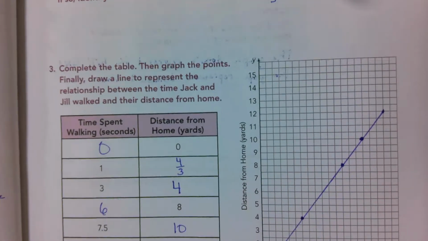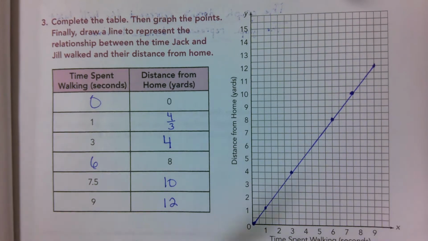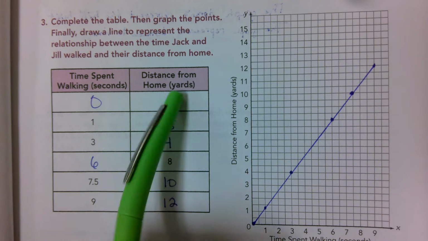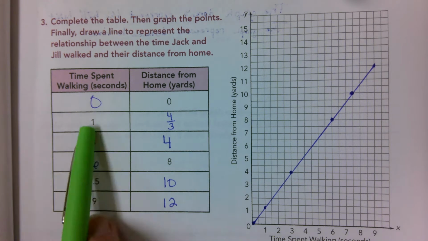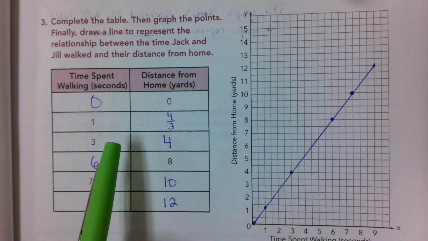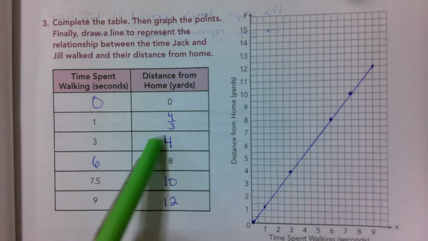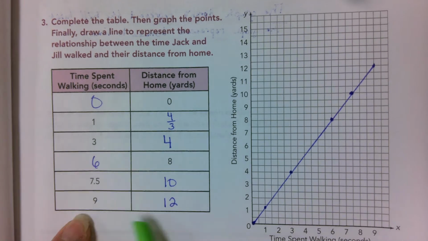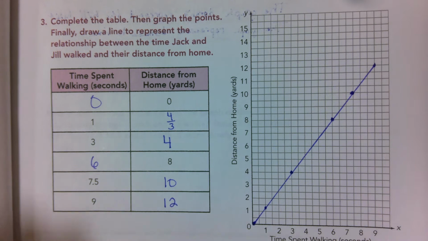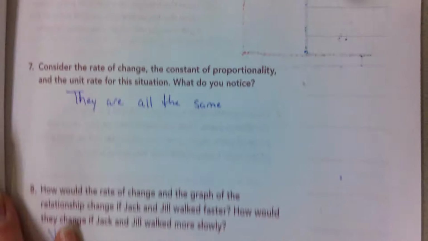Complete the table, then graph the points. So I'm using that information I have from before. It's proportional. We have 0, 0, 0 times 4/3 is 0 distance. Then I have 1 and 4/3, and we're just multiplying this number times 4/3. So 3 and 4, 6 and 8, 7.5 and 10, and 9 and 12. I've graphed it, and there's our graph. Now, some of these things are going to ask for patty paper. I did not use that.